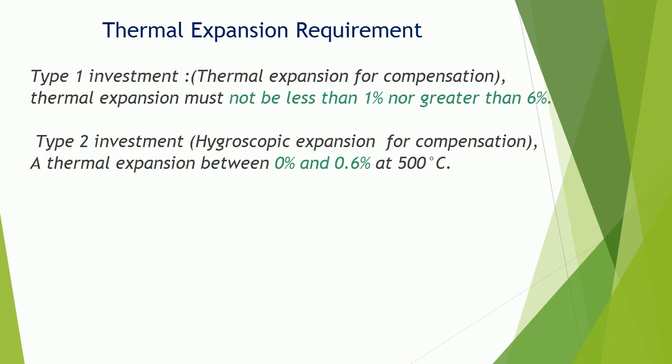Requirement for thermal expansion. For type 1 investment, which is based on thermal expansion for compensation, it should not be less than 1% or greater than 6%. And in type 2 investment, which is based on hygroscopic expansion, it should be between 0 to 0.6% at 500 degrees Celsius.